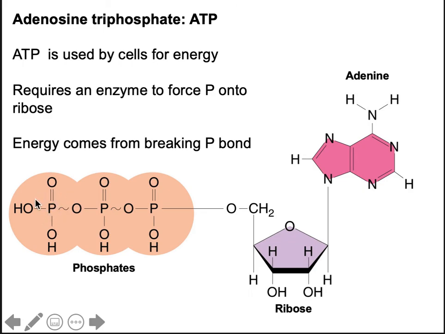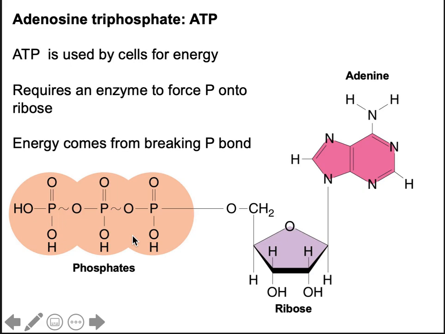Phosphates are what we call highly electronegative. Look at all this oxygen. They don't like to be together, and especially 3 of them together. Okay, so this actually holds a lot of energy. A lot of energy will be released when you break this bond right here to free off one of these phosphate groups.